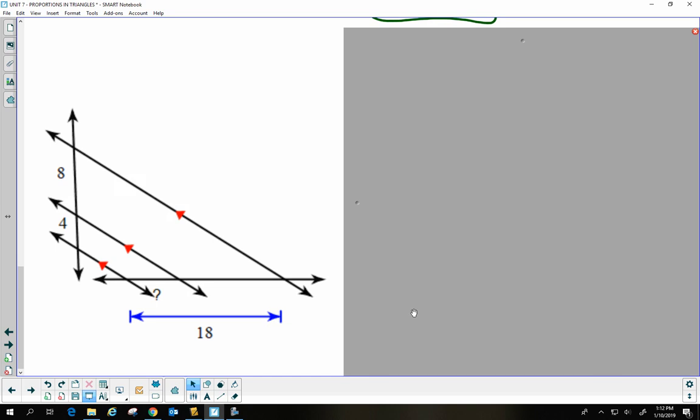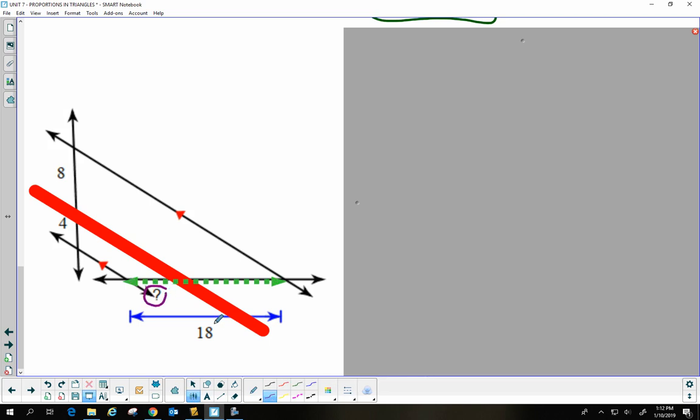Let's do one more similar to that. I got my middle parallel line that I will draw this line across. I don't know what this piece over here is. I don't know what this is. But I do know how far it is from that right parallel line to the left one. I do know this length. It's 18. So I can write a fraction using question mark and 18.